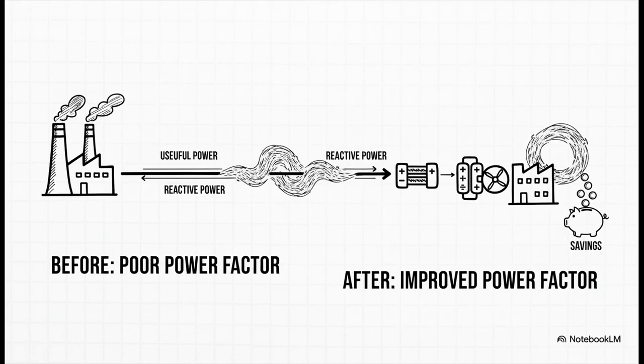But luckily, there's a really elegant solution to this. Instead of drawing all that unproductive reactive power from way back at the power plant, large facilities can install banks of what are called capacitors. These things act like little local reservoirs of reactive power, supplying exactly what the motors need right on site. This improves the power factor, boosts overall efficiency, and saves a whole lot of money.